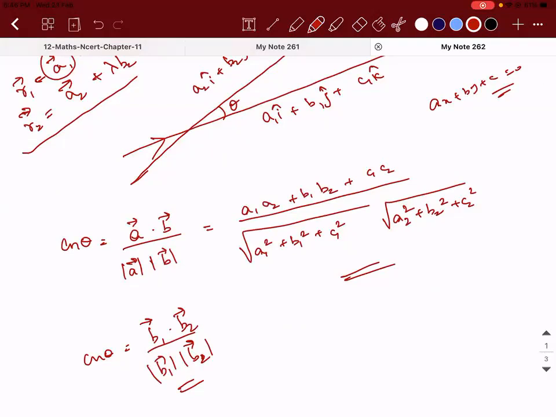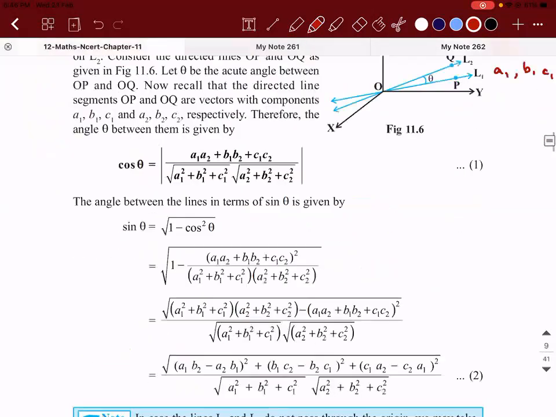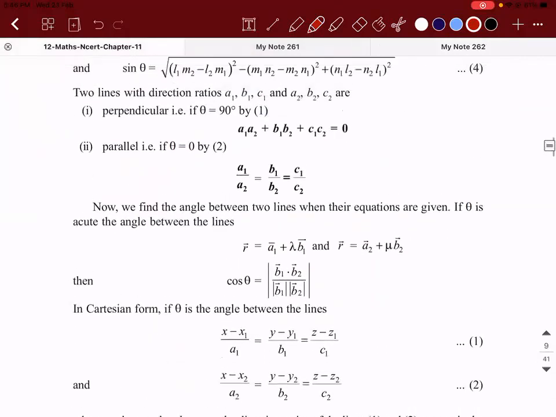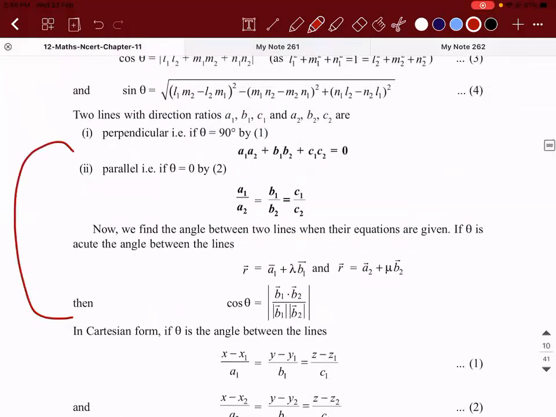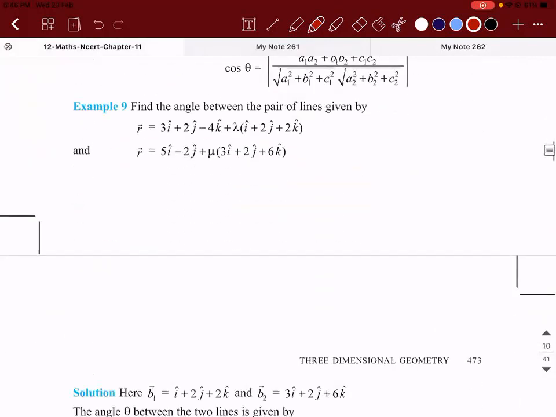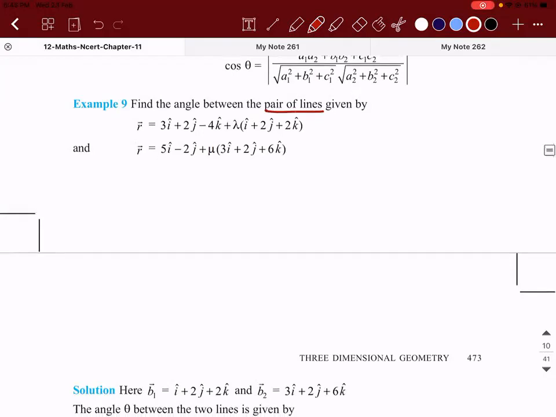Okay, let me take an example and explain this. I'm not going to get into these complicated structures. It is very difficult. Let me take an example and then explain it. Find the angle between the pair of lines given by this. So this is the general form. R vector is equal to this one vector plus lambda times another vector. So what is this, guys? This is of the form A1 vector plus lambda times B1 vector. Correct? The second line is of the form A2 vector plus mu times B2 vector. Mu is used because I told you lambda and mu are different parameters.